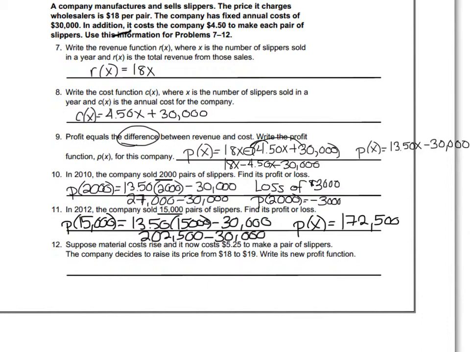Going from 11 to 12, they're now saying that instead of the slippers costing $4.50, it now costs them $5.25. In order to account for that, they're going to up the price of the slippers by $1, and they want you to write the new profit function. Keep in mind that's going to affect both the R of x, your revenue, which used to be 18x, and the cost. So go ahead and talk it over with your groups how that would change this equation.